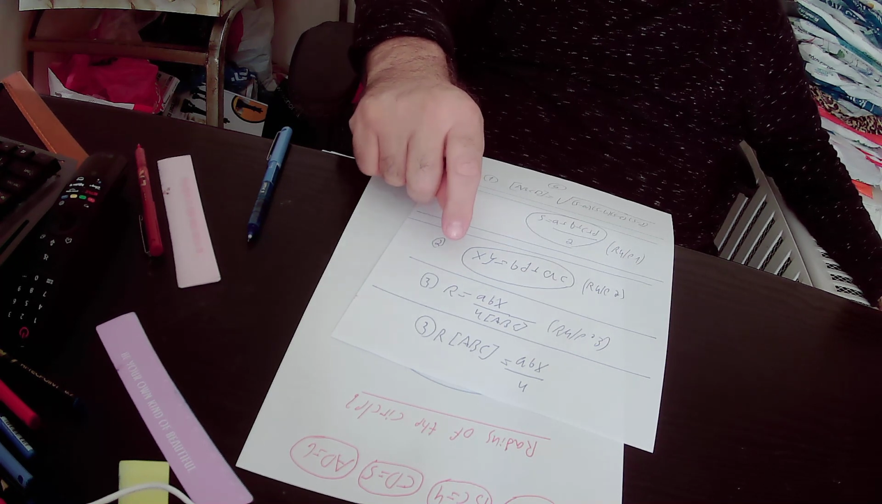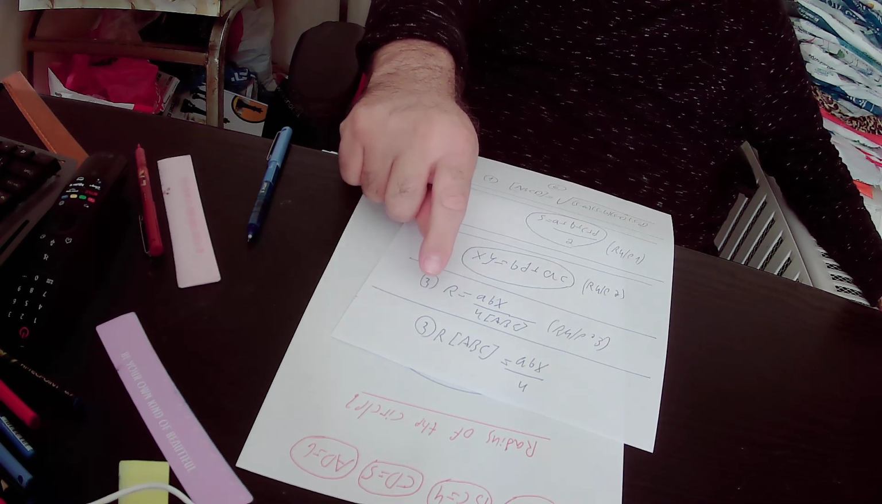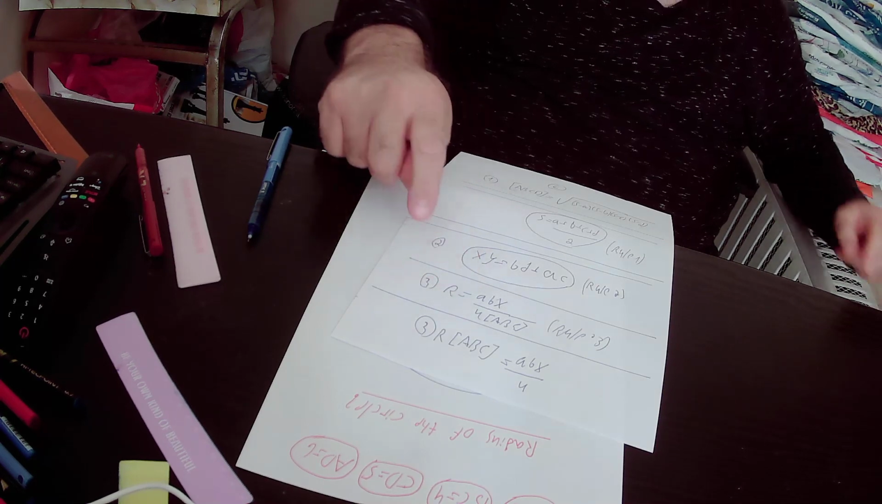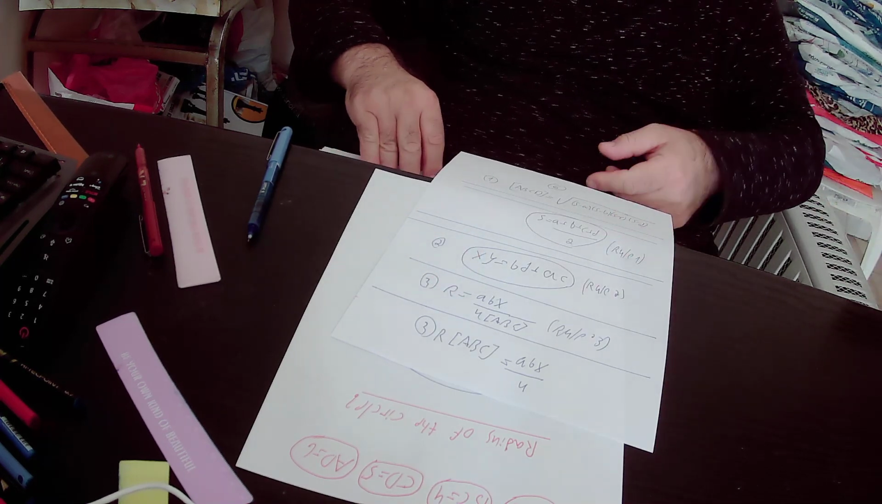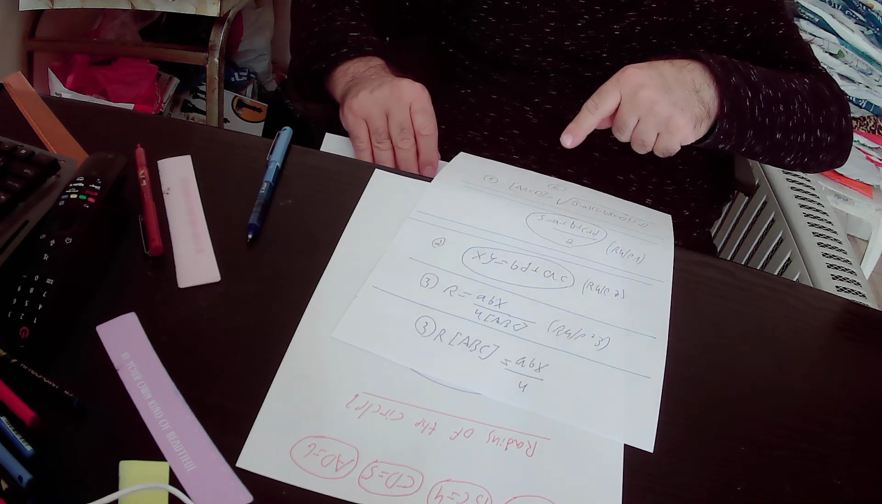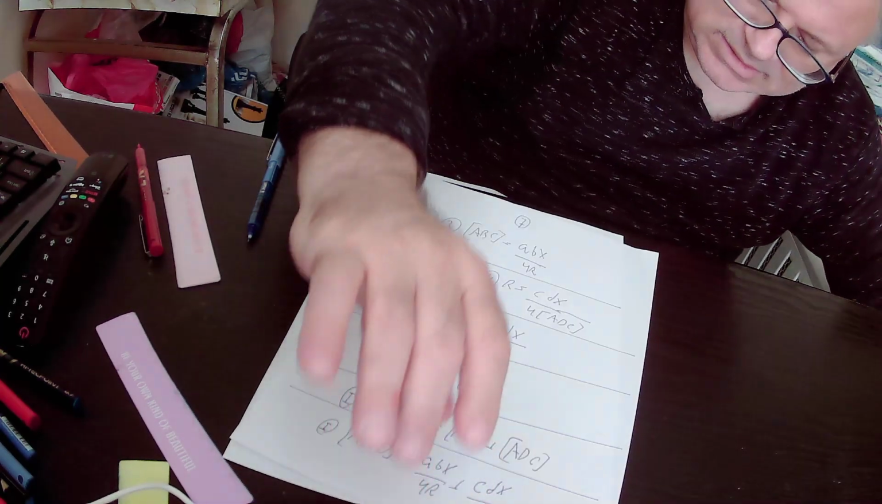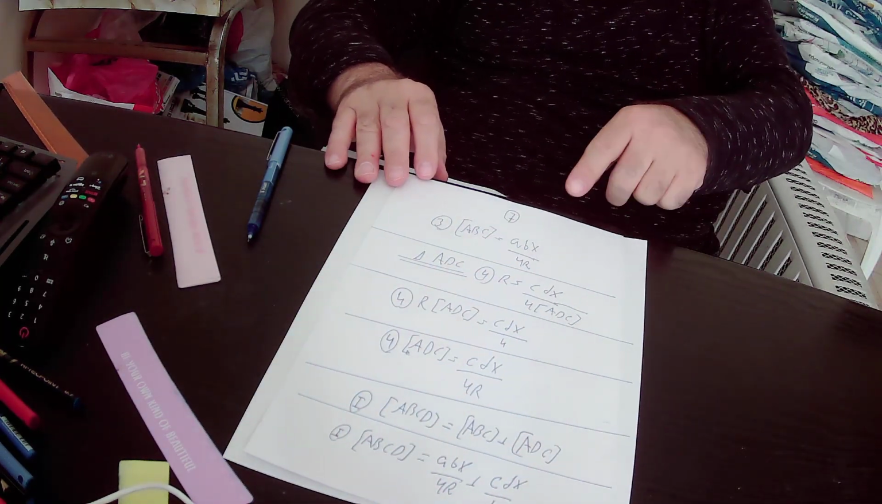We multiplied equation number 3 by the area of triangle ABC, and we got that the radius times the area of triangle ABC equals ABX over 4. Then we divided equation number 3 by R, the radius, and we got that the area of triangle ABC equals ABX over 4R.